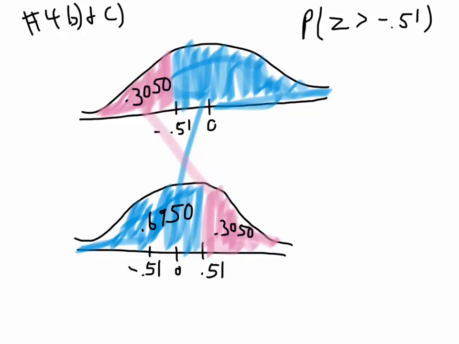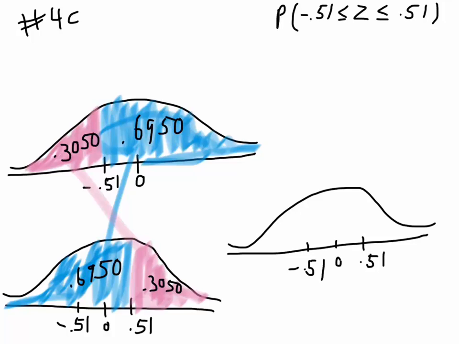We know that 0.6950 is the area to the right of negative 0.51. If you'll notice, part C asks, what is the probability that z is less than positive 0.51? It's the same answer. It's this blue area right here.